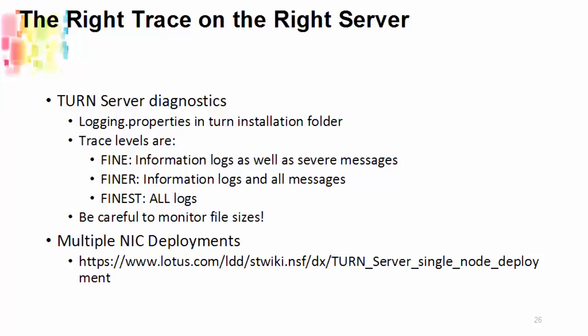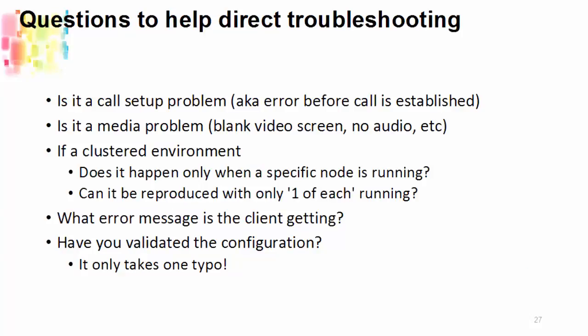To the next slide. So we talk about how to set trace and things. Now, things that are going to help us direct the troubleshooting and the questions to ask. Is it a call setup problem? This is an error before the call is established. You've clicked a user and said start call, and you get a SIP error message back, or the other user never gets that prompt to start the call. That's one side of the equation. That's usually on the SIP side. Is it a media problem? Blank screen, no audio, those types of things.